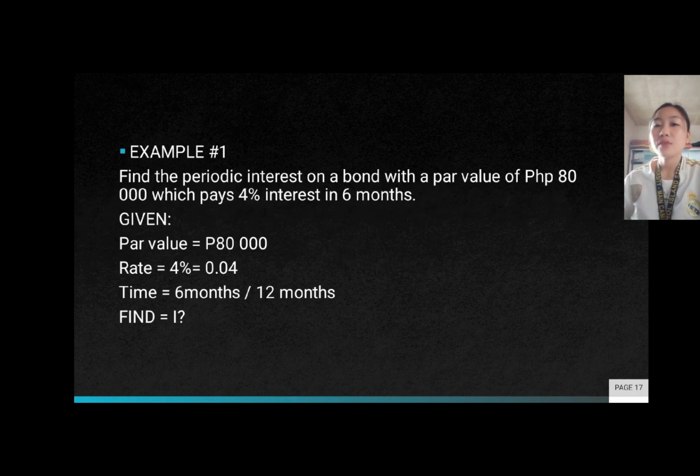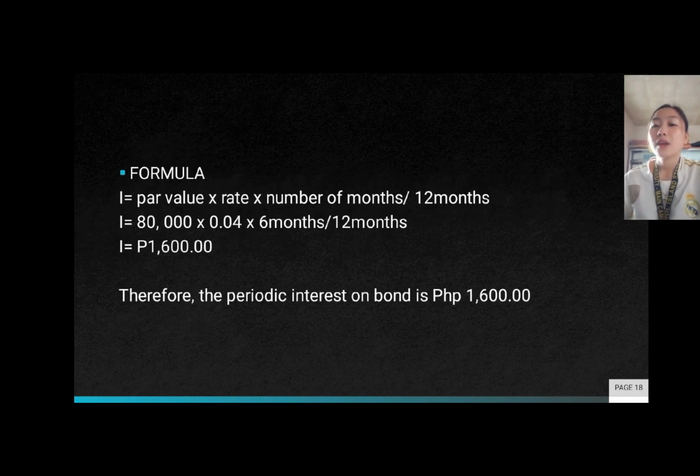So for us to learn deeper, let's have here the example. Example 1: find the periodic interest on a bond with a par value of 80,000 pesos which pays 4% interest in 6 months. So in this problem, we are going to find the interest on bond. Given: par value is 80,000 pesos and rate is equal to 4% or 0.04. Time is equal to 6 months over 12 months. So find I.